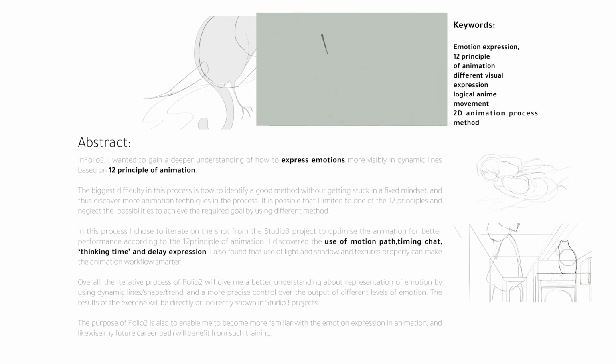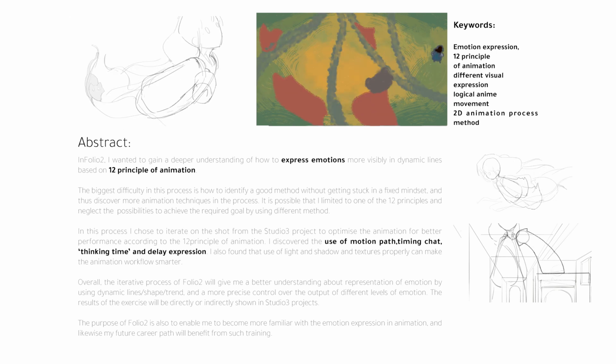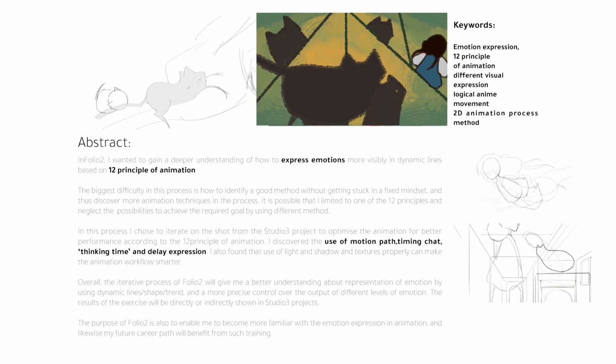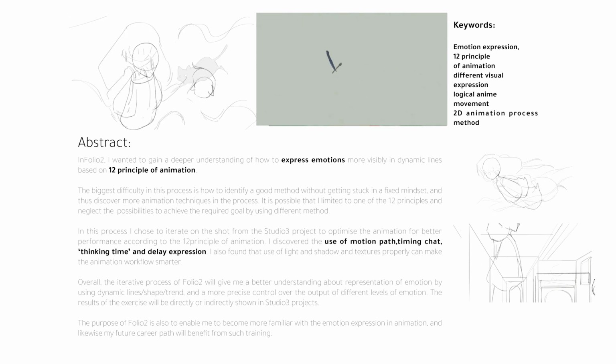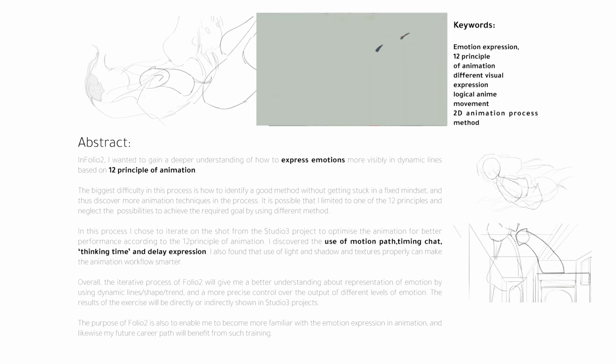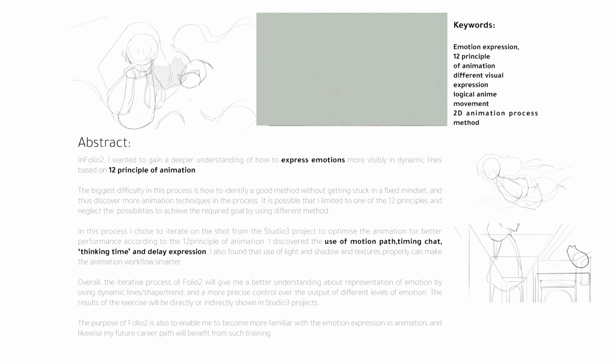In that process, I chose to iterate on the shot from my Studio 3 project to optimize the animation for better performance according to the 12 principles of animation. In the process, I discovered the use of motion paths, thinking time, and delay expression. I also found that using lighting and texture properly can make the animation workflow smarter.